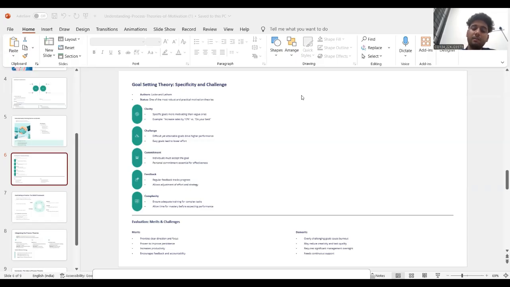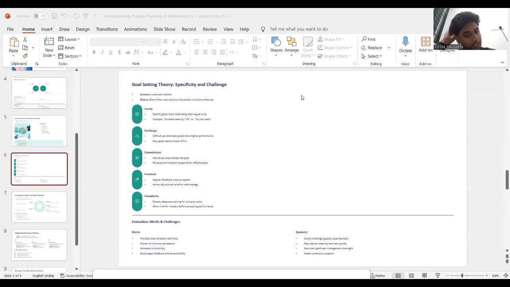The third is improving performance. Studies have shown that when people have clearly defined goals, they perform better than those who do not. The clarity helps in measuring progress and maintaining momentum. And the fourth one is encouraging persistence. When goals are challenging yet achievable, individuals tend to persist longer and are more determined overall. So these are the merits I've mentioned.